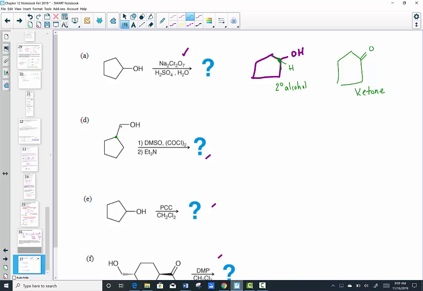Same idea here. This is the carbon that's attached to the hydroxyl group, and this carbon is a primary carbon, so there are 2 available hydrogens there. However, the selection of the reagent, DMSO, will only oxidize a carbon-hydrogen, but it cannot oxidize a carbonyl. So this is only 1 step. Even though I have 2 available hydrogens, the selection of my reagent says this carbon will turn into an aldehyde and stop.